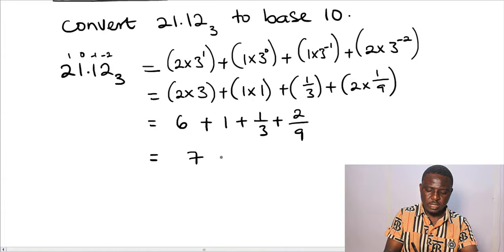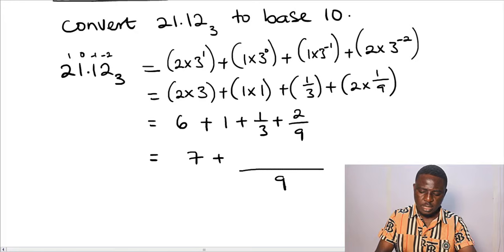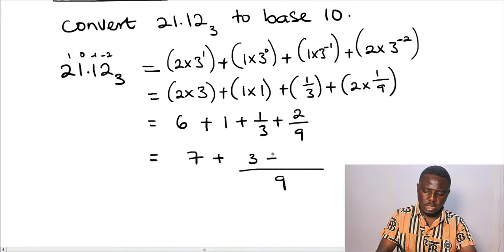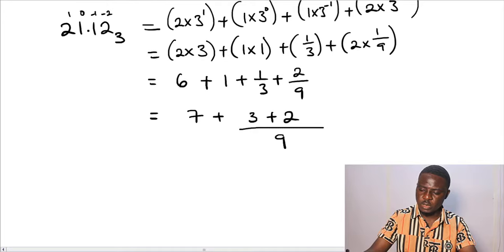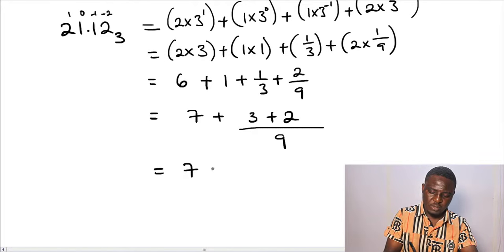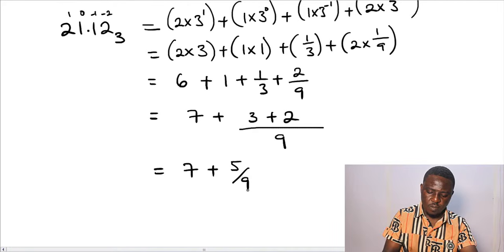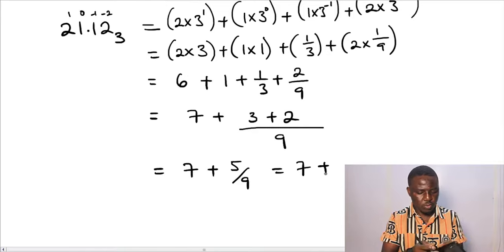Let's simplify further. 6 plus 1 gives us 7 plus, find the LCM of 3 and 9, which is 9. 9 divided by 3 is 3. 3 times 1 is said to be 3 plus 9 divided by 9 is 1. 1 times 2 is said to be 2. Let's simplify further. This becomes 7 plus 5 over 9. And when you divide 5 by 9, it gives you a value.